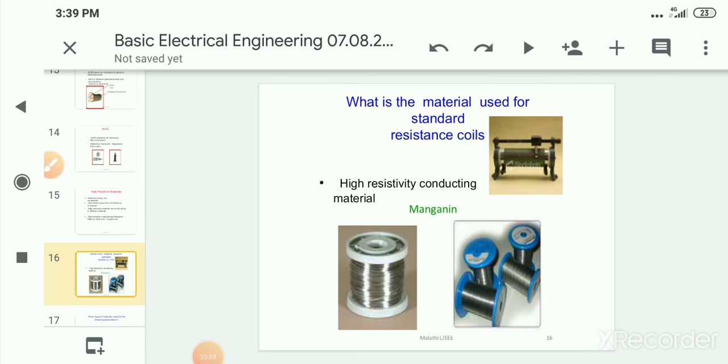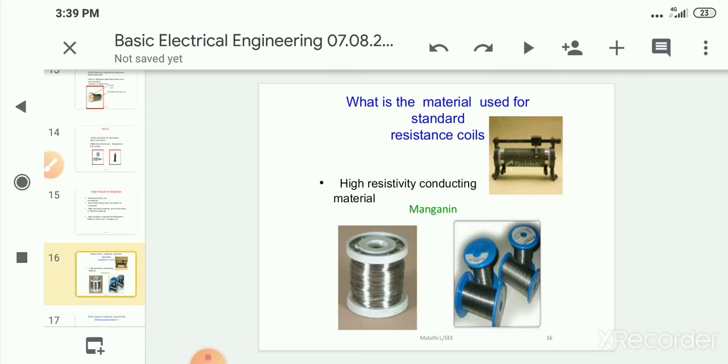The second group consists of materials used for making loads, rheostats and starters for electrical motors. Here constantan is used. For measuring instruments, manganin is used. For rheostats and starters, the common material used for this application is constantan.